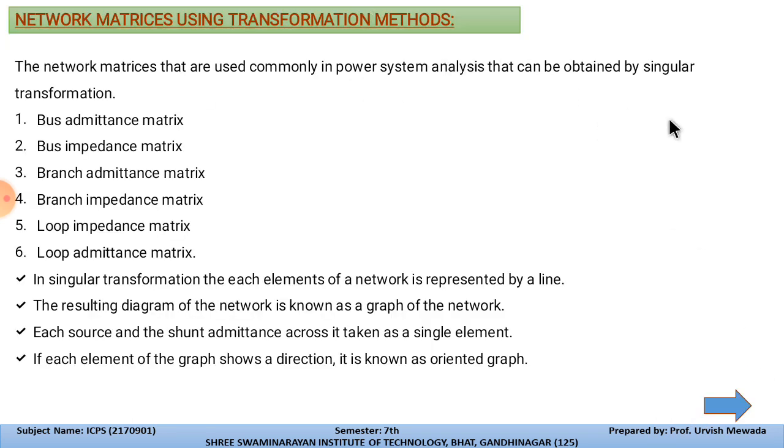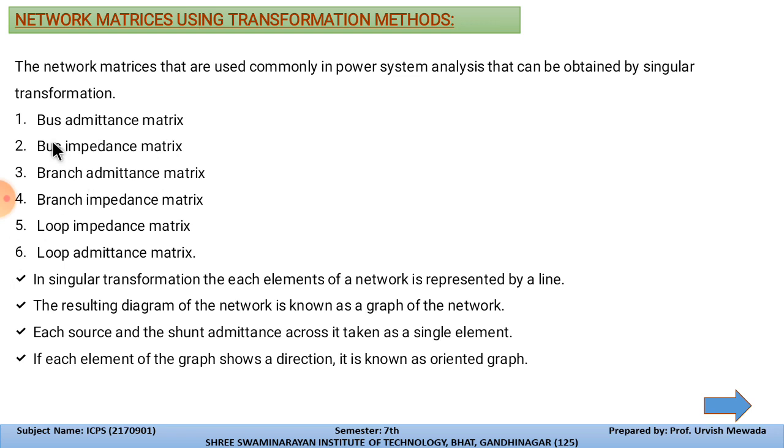Now this is the most important part of this chapter. Using singular transformation, we use the network matrices for the singular transformation of a particular bus and branch. The network matrices that we commonly use in power system analysis can be the bus admittance matrix and bus impedance matrix. Impedances can be converted into admittances and admittances can be converted into impedances. As per our requirement we can convert each into the other, and we can solve the matrix.